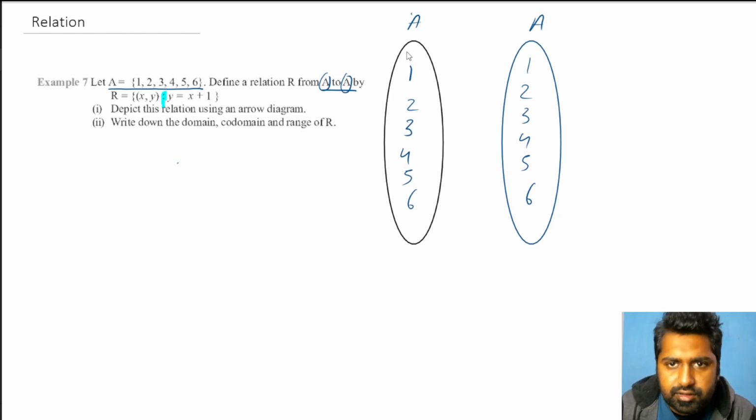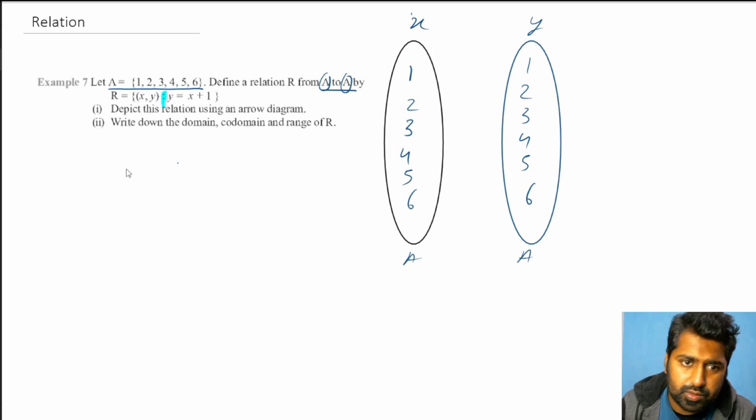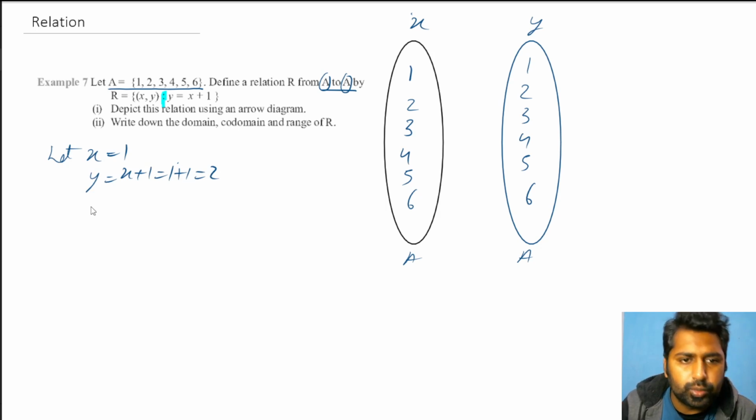Usually the first one is called x, and the second one will be called y. Both are set A. Now the relation is y is equal to x plus 1. So let's suppose x is 1, then y will be x plus 1, that is 1 plus 1, that's 2. So basically if x is 1, then y is 2. So 1 comma 2, I'll say, is an element for a particular relation. So 1 is somehow related with 2 as per this relation.